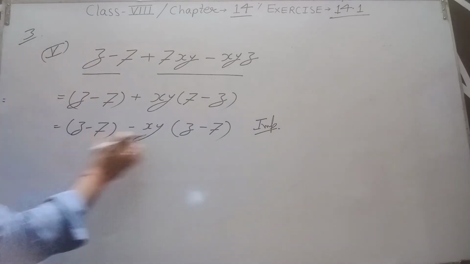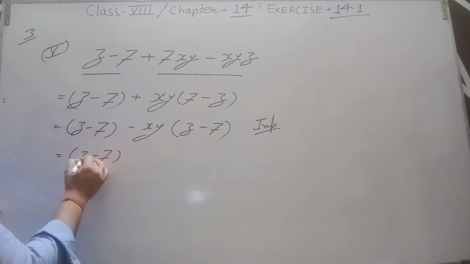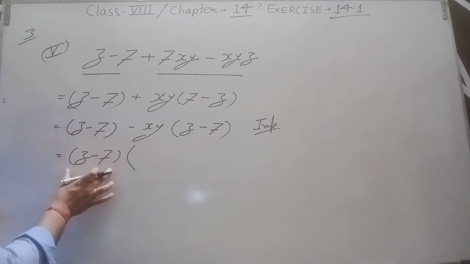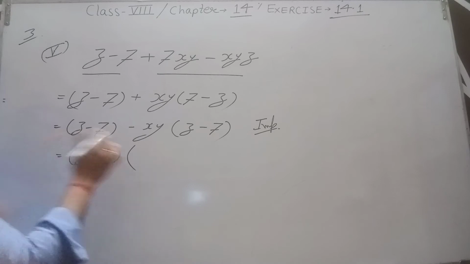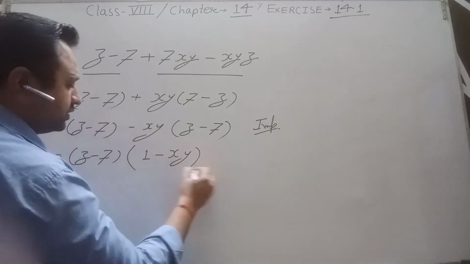Now we can take the complete algebraic expression z minus 7 as common, and in the bracket the remaining, because z minus 7 is outside the bracket, so we note down only 1 minus xy.